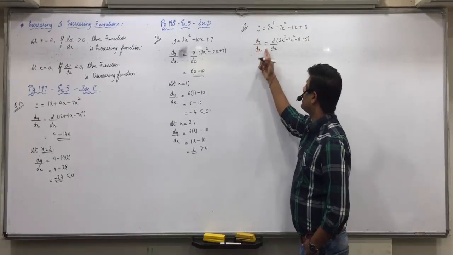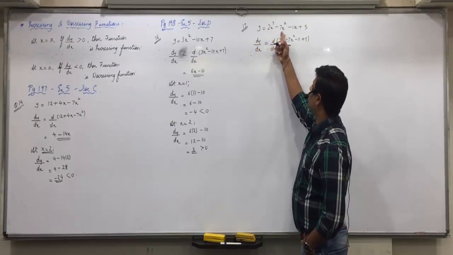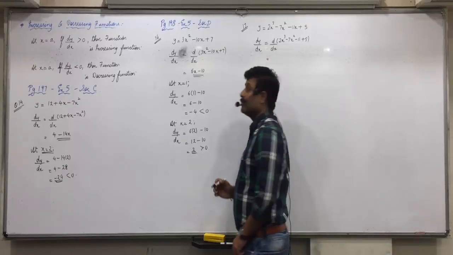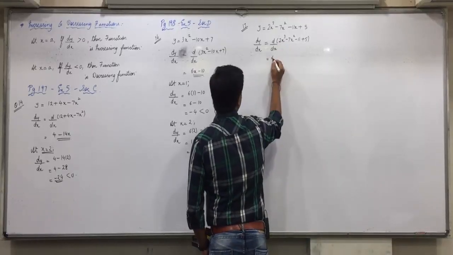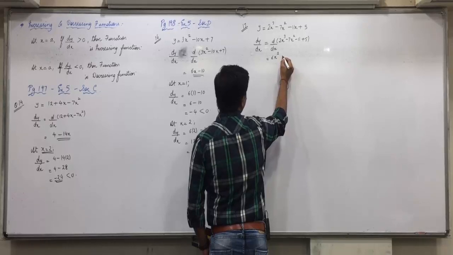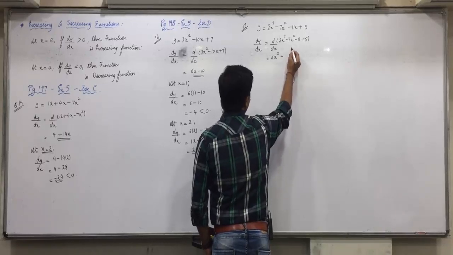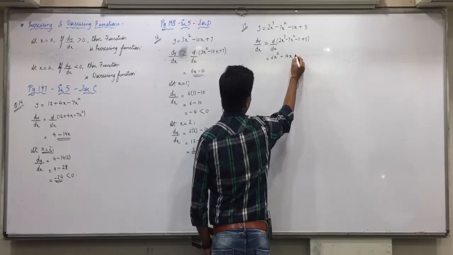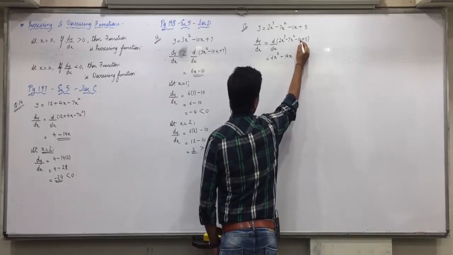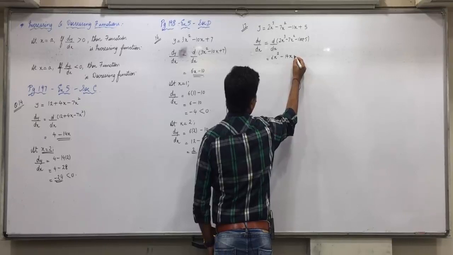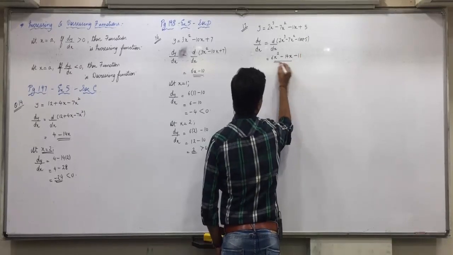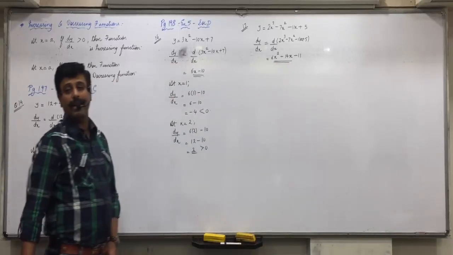First of all, dy by dx is d upon dx of 2x cube minus 7x square minus 11x plus 5. Further, 6x square (2 into 3 is 6, x to the power 3 minus 1 is 2), minus 14x (7 into 2 is 14, x to the power 2 minus 1 becomes 1), and minus 11, and 5 will become 0. Did everyone understand this?